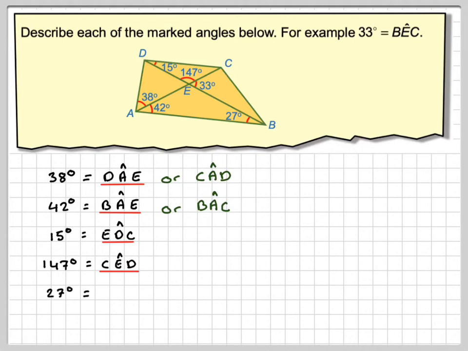And finally, 27, going to label as ABE, or I could label it as ABD, or these could be the other way around, as long as the letter B is in the middle.